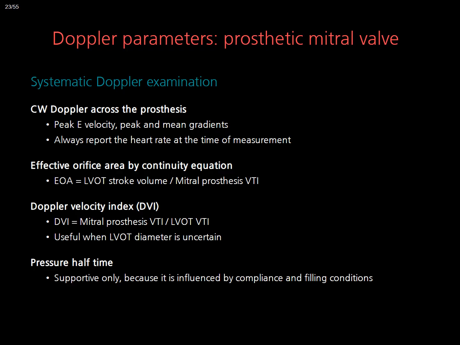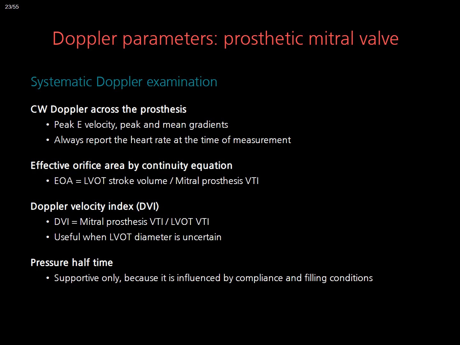For a prosthetic mitral valve, gradients are highly heart rate and flow dependent, so start with a continuous wave Doppler envelope, and always record the heart rate. Measure peak velocity and, more importantly, the mean gradient across the prosthesis.